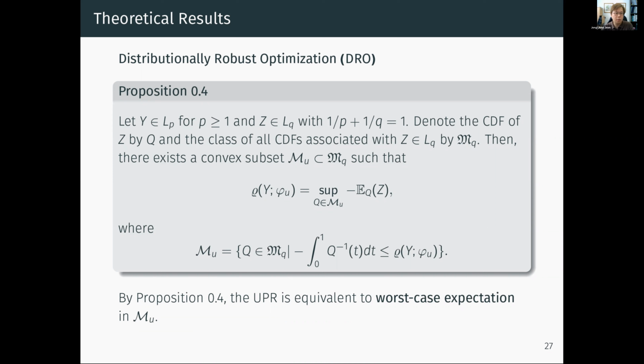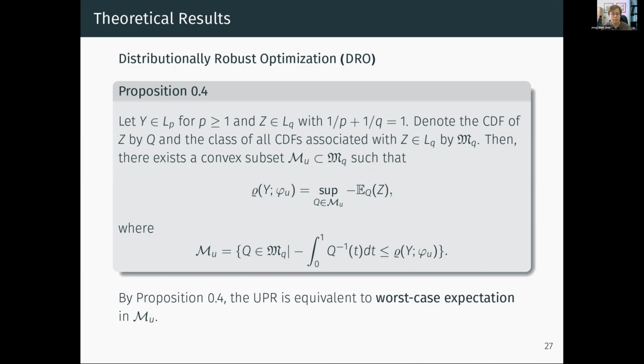And we have an additional conclusion, the robustness of the UPR. It is known as distributionally robust optimization, which is shown in proposition 4. Here, let Y be an element of the L^p space and Z be an element of the L^q space, and denote the CDF of Z by Q. Then our UPR is the maximum risk of Z. As you know, minus expectation, minus profit, is loss, and the UPL is equal to the maximum risk under the distribution Q, which can be changed. Note that Q is not the distribution we have seen in the training sample phase.